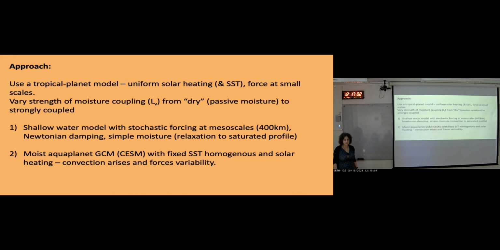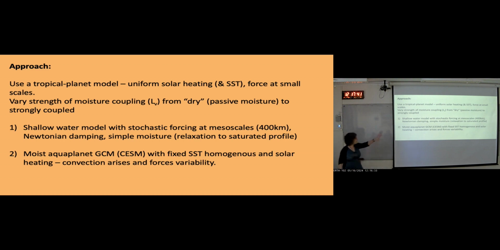Okay, so we're going to use a tropical planet, as I said, where there's no baroclinic instability. So you have no sea surface temperature gradients, and you have one sun heating the whole planet. And we're going to force at very small scales, or at mesoscales. And we are going to have moisture, and we'll vary the degree of moisture coupling. So moisture can be advected passively, but it can affect the temperature field when it condenses or evaporates. And it will be very simple moisture.